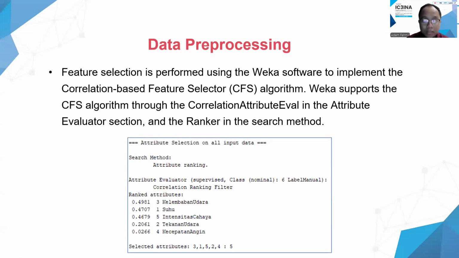We got the result from the rank of the parameters. The top rank is humidity, kelembaban udara, and next is temperature, suhu, and the next is light intensity, and the next is air pressure, and the last is wind speed.